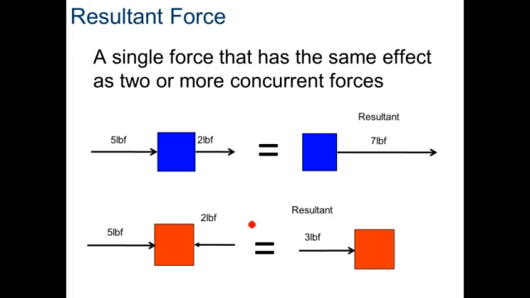Resultant force: a single force that has the same effect as 2 or more concurrent forces. So the resultant force is the adding of 2 different forces, in this case 5 foot-pounds and 2 foot-pounds. The resultant force in this instance, 5 foot-pounds, and I have an opposite force of 2 foot-pounds, so my resultant force is 3 foot-pounds.